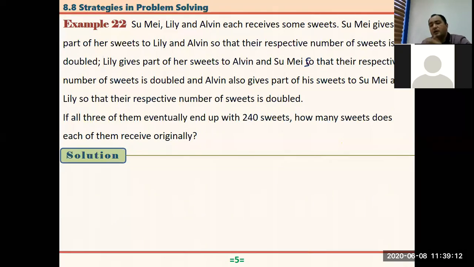Okay, in this problem, what's going on here is these 3 people are just giving or maybe sharing. In the first place, Sume gives to Lily and Alvin. After that, Lily gives to Sume and Alvin, and after that, Alvin gives to Sume and Lily. But each time they do this and count their candies, they're doubled.